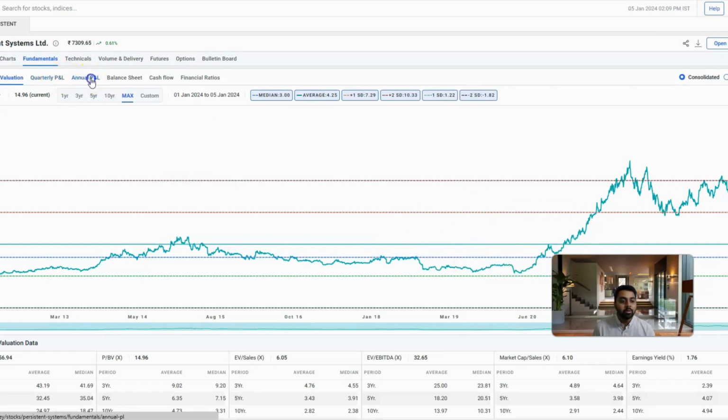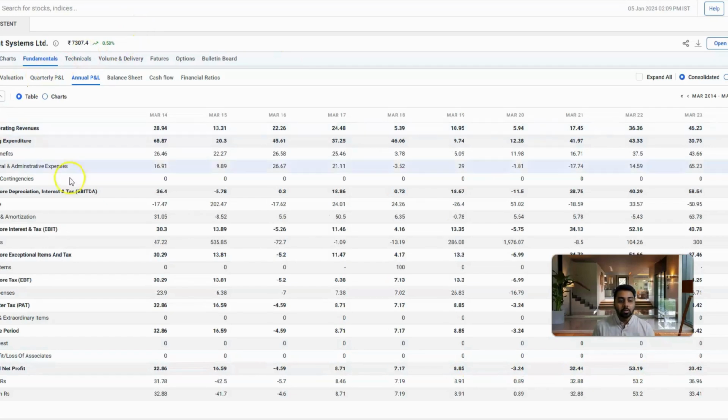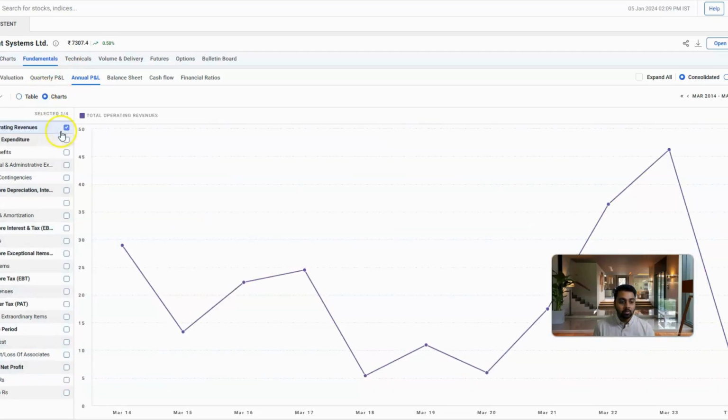So then I go to the annual P&L and see the results, and I see that it is growing very nicely. If I want to see the growth percentage, I simply click on the drop down and click growth percentage, and I can see that the company is growing very well. If someone wants to see it visually, they can do that as well. The line that you see is the growth percentage of revenue.